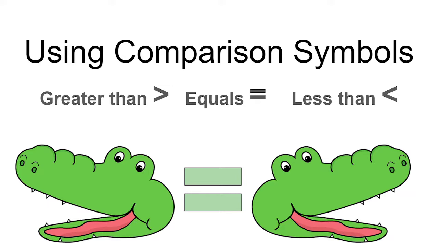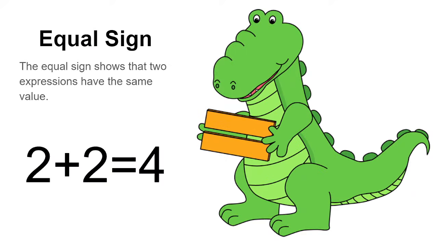Today, we are using comparison symbols, and our learning goal is to use greater than, less than, and equal symbols. We've used the equal sign before. The equal sign shows that two expressions have the same value. In the question, 2 plus 2 equals 4, the equal sign shows that 2 plus 2 has the same value as 4. They are equal.